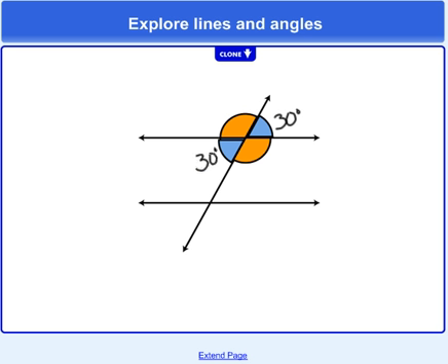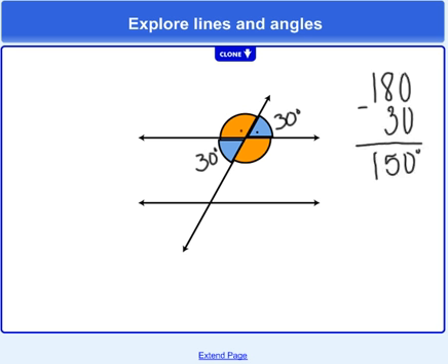And one thing that you also have to note is, these two angles make a straight line, and we all know that straight lines add up to 180 degrees. So to find that other angle, we just take 180 degrees, minus 30 degrees, and we get a whopping 150 degrees. So this orange angle I'm going to say is 150, which means the other orange angle is also 150.